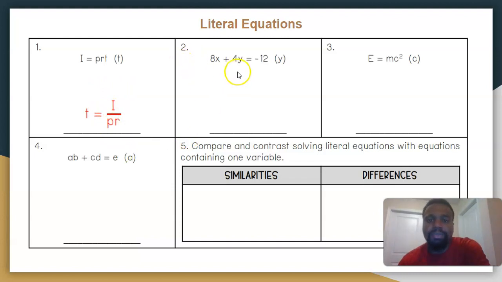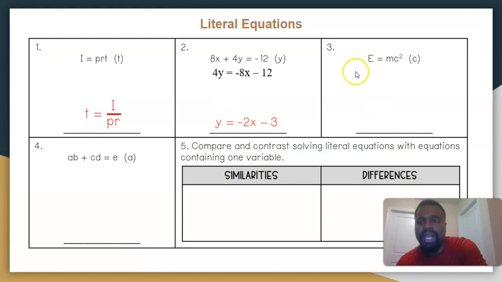All right, for number 2, I want to get y by itself. So the first thing I need to do is move 8x over to the right side. So I'm going to subtract. So it's going to give me 4y equals negative 8x minus 12. Now, in order for me to get y by itself, I've got to divide both sides by 4. So when I divide both sides by 4, then y equals negative 2x minus 3.